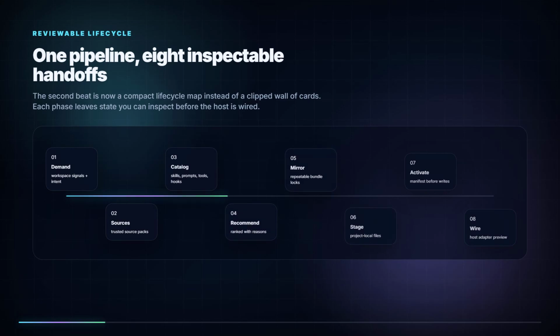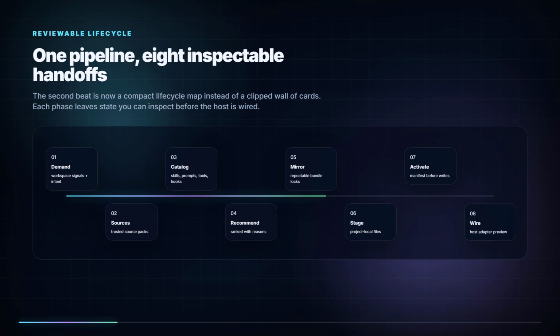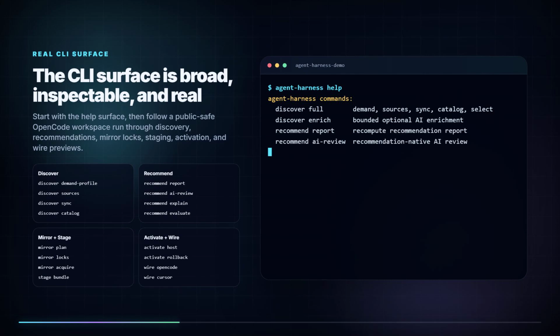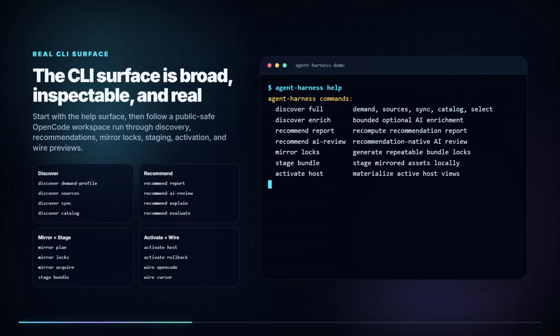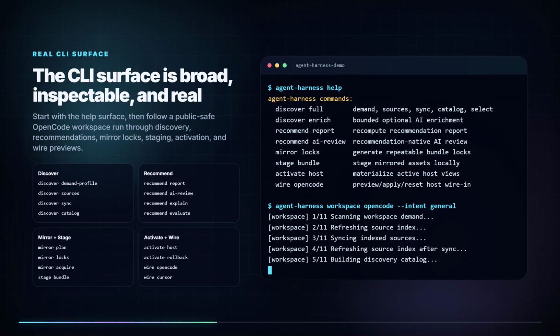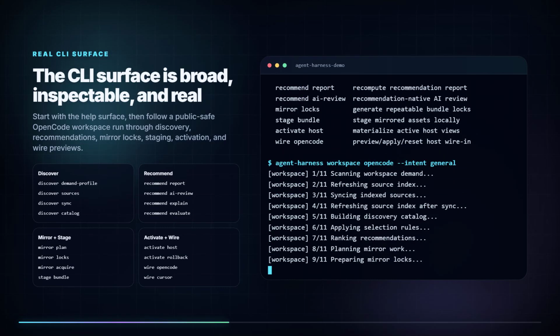Ask the harness to prepare an OpenCode setup, and it shows demand signals, source choices, recommendations, mirrored bundles, activation manifests, and wire previews before you trust the result. The point is not magic. It is reviewable state. You can diff it, reset it, and decide what belongs in your project.